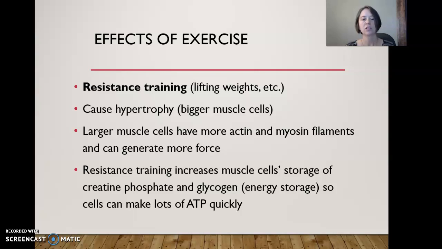So also, besides just having bigger muscles that can lift heavier weights, you also increase your muscle cell storage of creatine phosphate and glycogen, which are both energy storage molecules. Glycogen is a polymer. It's a bunch of little glucose molecules linked together. And we know that glucose is needed for cellular respiration, which makes ATP. And we know we need ATP to contract our muscles. And then creatine phosphate is a different molecule that can be used when you run out of ATP because it has one of those high energy bonds. When you break it, it gives off energy.